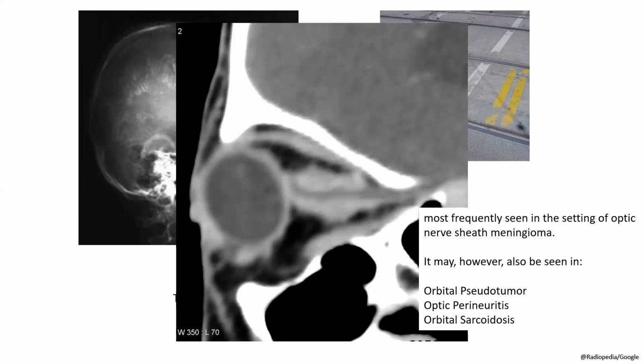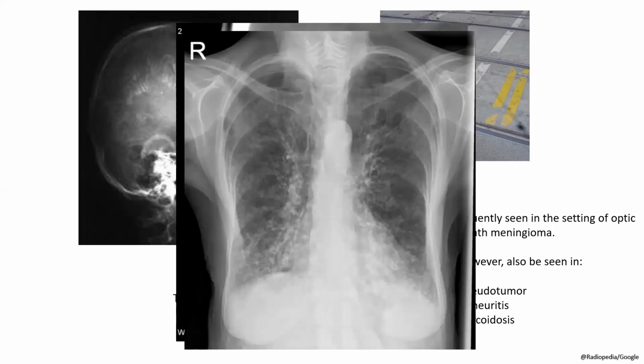So this is again tram track sign, which is seen in optic nerve sheath meningioma, and it has also been described in optic perineuritis, optic sarcoidosis, and pseudotumor. So this is tram track sign of optic nerve sheath meningioma. What is this? This is tram track sign of cylindrical bronchiectasis on a chest radiograph.